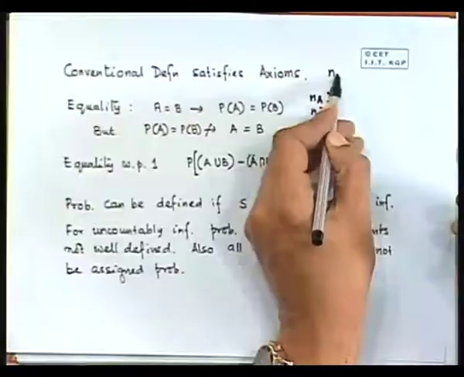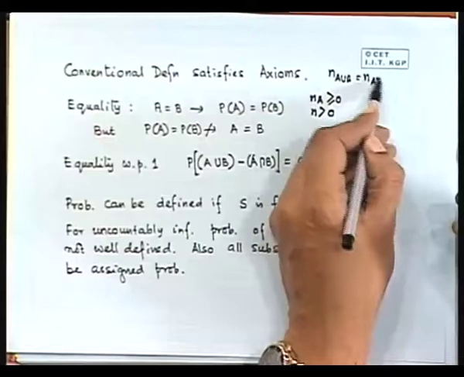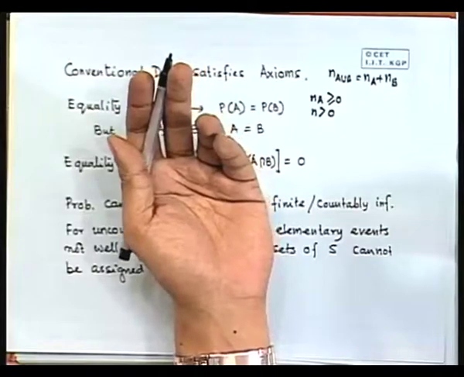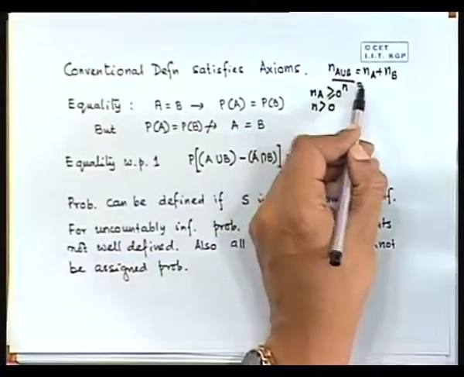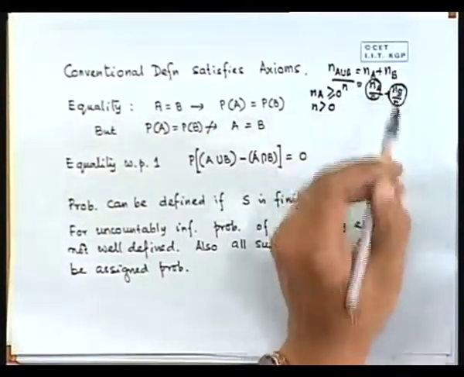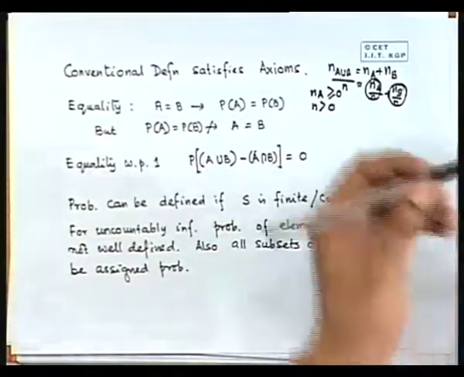Similarly, you will find that if the events are exclusive, then n of A union B is nothing but Na plus Nb, because there is no common. A and B cannot occur together. So therefore n of A union B by n is simply equal to Na by n plus Nb by n. So this is probability of A plus probability of B. So the relative frequency definition is just one of such probability assignments. There could be an infinite number of other ways of assigning probability to events. But the relative frequency definition which we studied in school happens to satisfy the axioms, right? So it's a generalization actually.